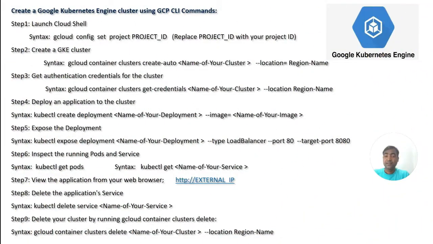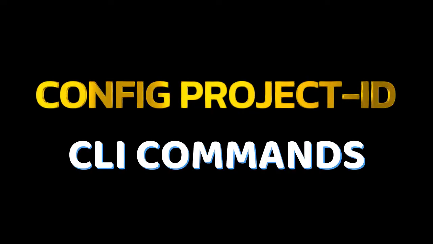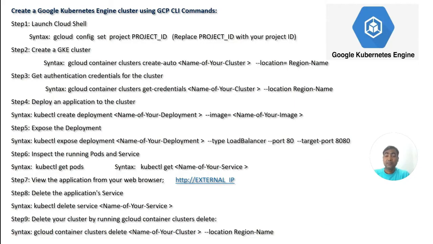Guys, as you can see here, in the first step, you can launch your Cloud Shell terminal window in the GCP console portal. After successfully launching your Cloud Shell terminal window, you can configure or set your project ID. This is the syntax for configuring your project ID. The same command you can execute in your Cloud Shell terminal window, and replace your project ID.